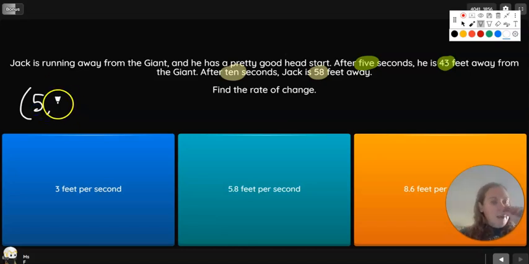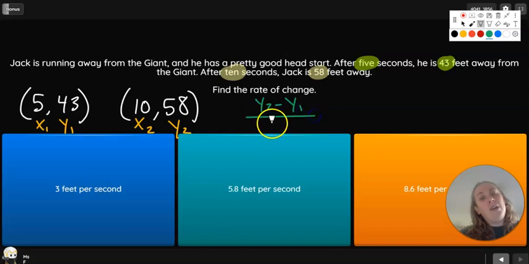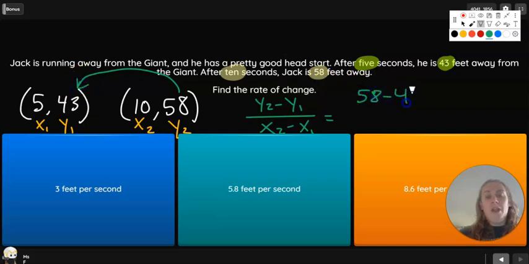5 seconds, 43 feet away. 10 seconds, 58 feet away. Labeling our 2 points as x1, y1, and x2, y2. Now our slope formula, we subtract the y's on top, divided by subtracting those x's. So on top here, we have 58 minus 43. We're subtracting the feet on top.